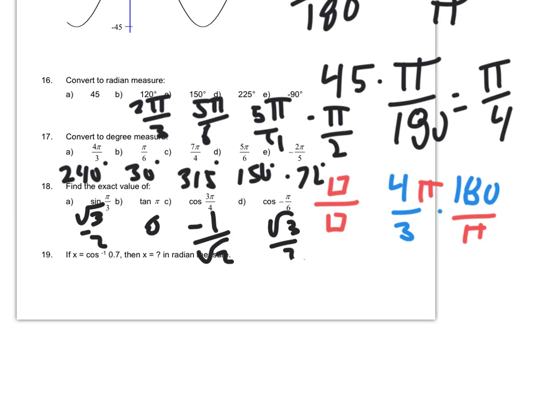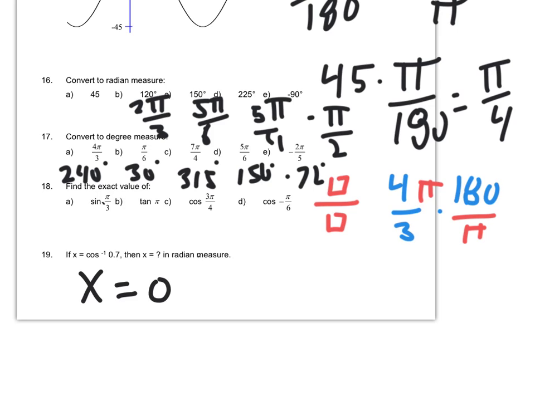Okay, let's see if I can erase these. I can for a change. Clean this space up. Okay, 19. If x equals cosine inverse of 0.7, then what does x equal in radians? Okay, so x is going to equal 0.795. Check that in your calculator.